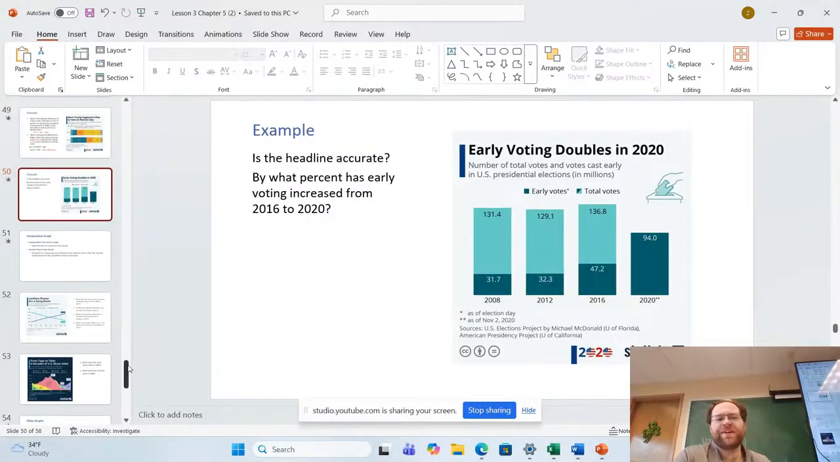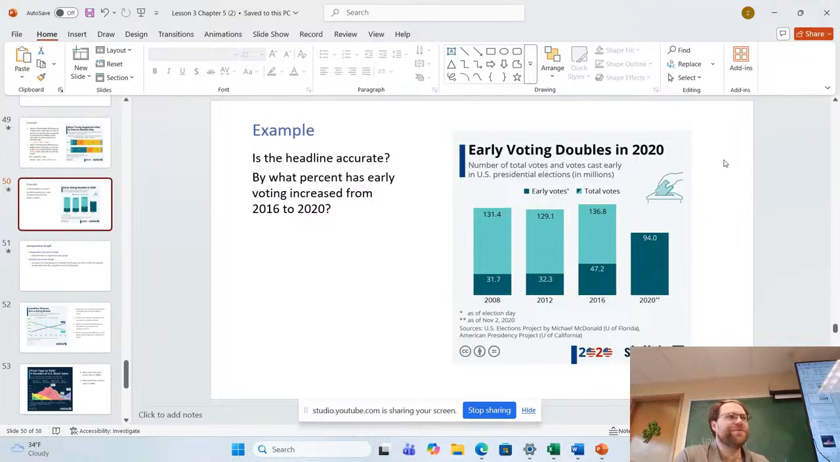Would you say that headline is accurate for this one? Head shaking, yes, I'd say so. 47.2 to 94. That's essentially doubling what it was before.